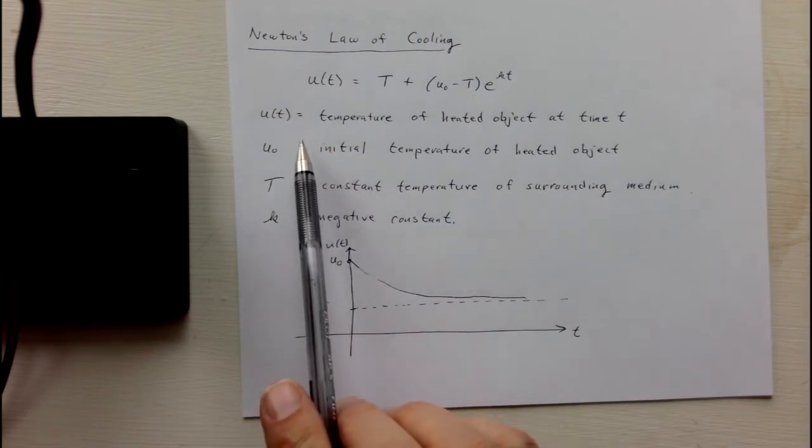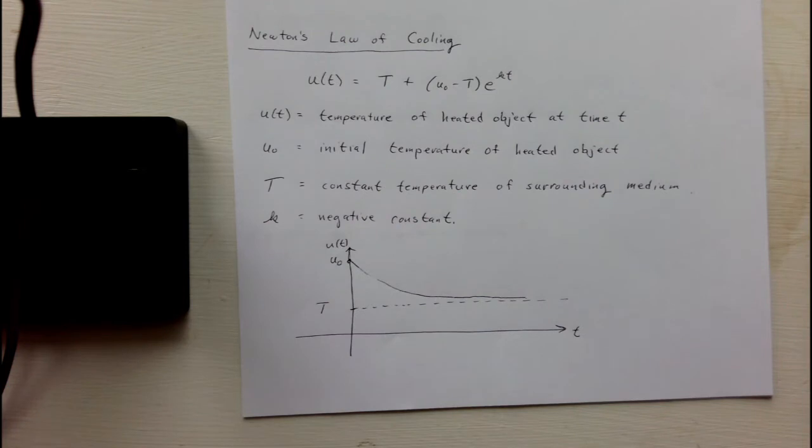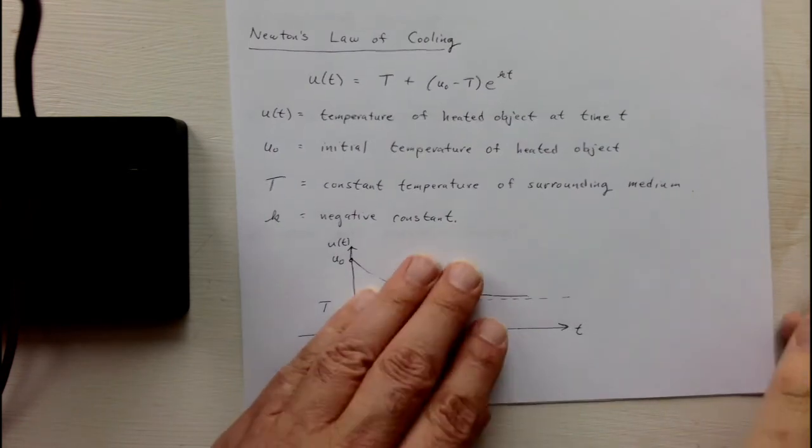If U of t represents the temperature of a heated object at time t, and U0 represents the initial temperature of this heated object, and capital T represents the temperature of the surrounding medium, which is basically like room temperature, and k is a negative constant, then U of t is going to obey this rule. And we can see that this makes sense, because the temperature of an object is going to approach room temperature as we go along. So the curve is going to look like this. Okay. So we're just going to be using these two models for this section.